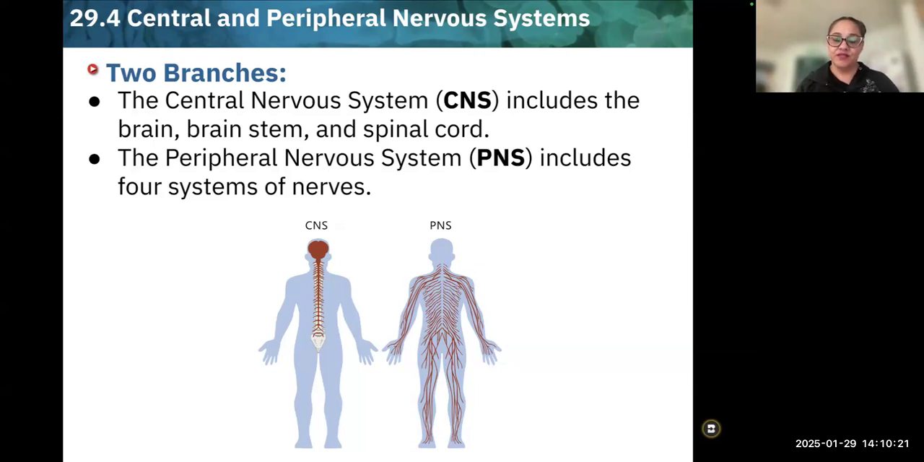The central nervous system, which we will abbreviate the CNS, includes the brain stem and the spinal cord. The peripheral nervous system, which we will now call the PNS for short, includes 4 systems of nerves. So besides the brain and the spinal cord, the rest of our body is full of different nerves, and all of those various nerves belong to the PNS.